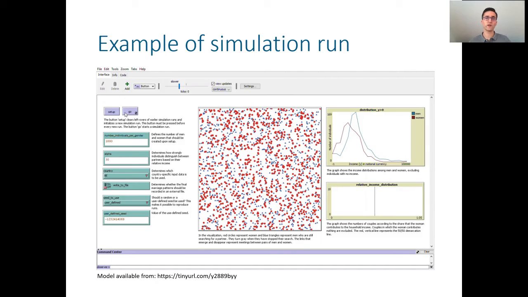You see here one example of these runs that uses the income distribution for Belgium. What you see in the center of the screen are the artificial men and women, respectively represented by red circles and blue triangles. At the top on the right, you see the individual income distributions among men and women, and below this, you see the distribution of relative incomes among the couples that have formed. This plot is initially empty as there are no couples at the beginning of a simulation run.